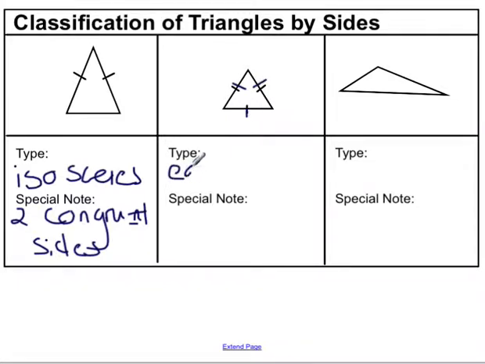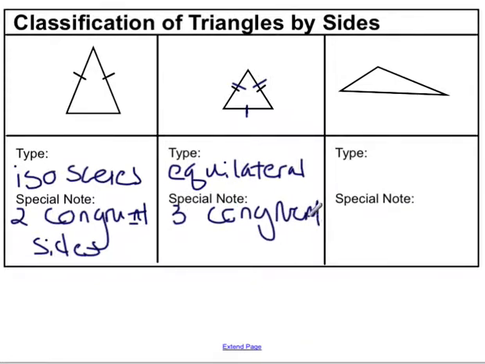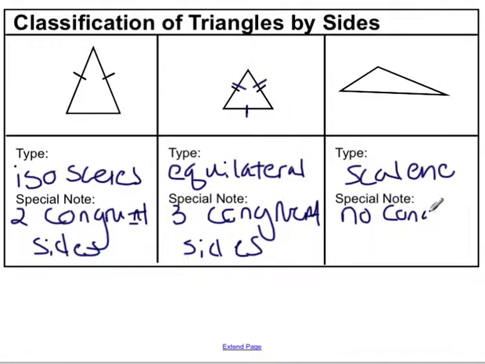This one we have, notice, 3 dashes. So this triangle is equilateral because they each have 1 dash. So that means that for this one we have 3 congruent sides, 3 equal sides. Remember, equi means equal. Take a look at this next one. None of our sides are the same. That makes a scalene triangle. And for scalene triangles, there's no congruent sides.